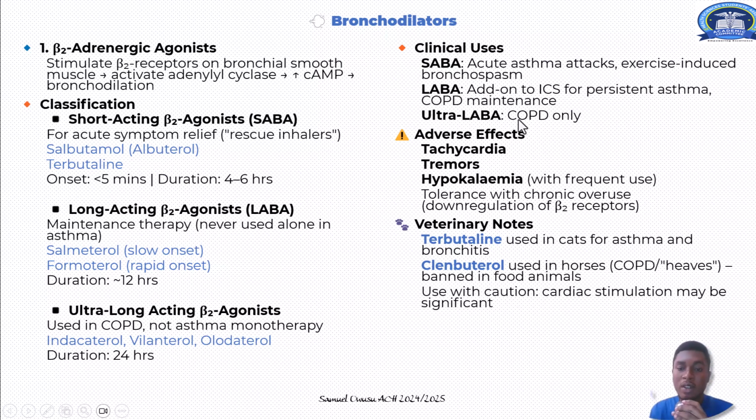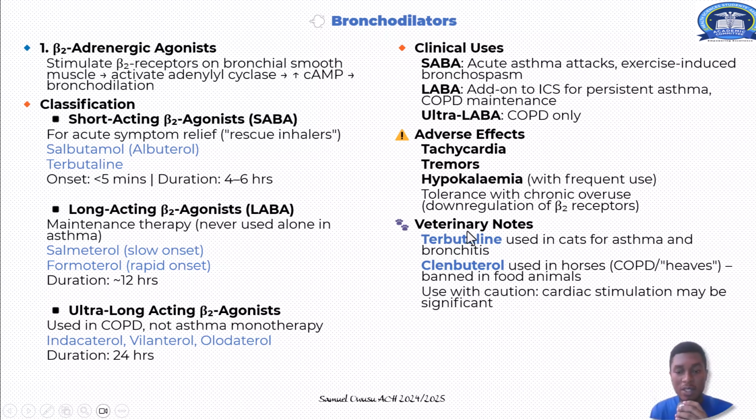Okay, the adverse effect is that these are beta 2 adrenergic agents, and adrenergic agents are more like the sympathetic agents. And the sympathetic agents tend to cause your heart to beat faster. They can bind to the beta 1 receptors of the heart, and so they cause tachycardia. Some of them can cause tremors and then hypokalemia if you continue to use them for a very long time.